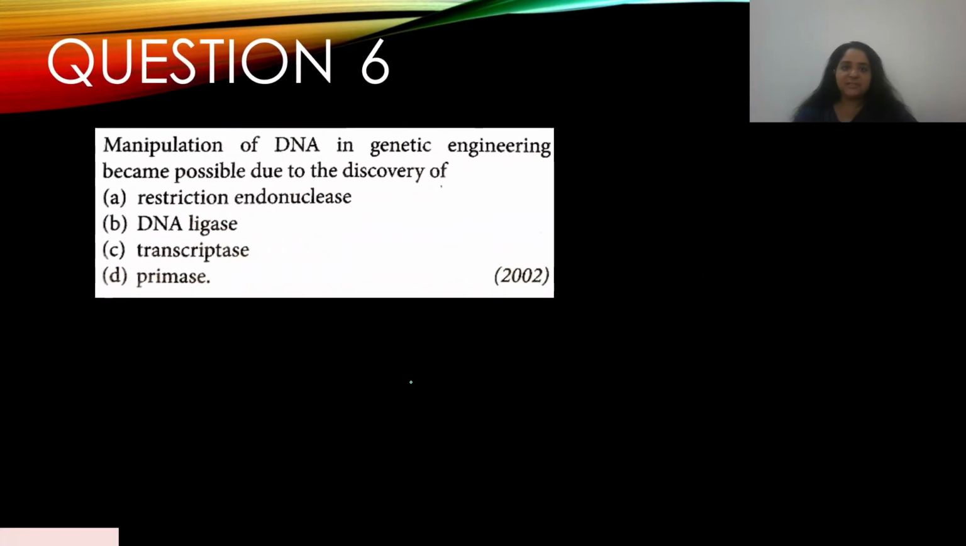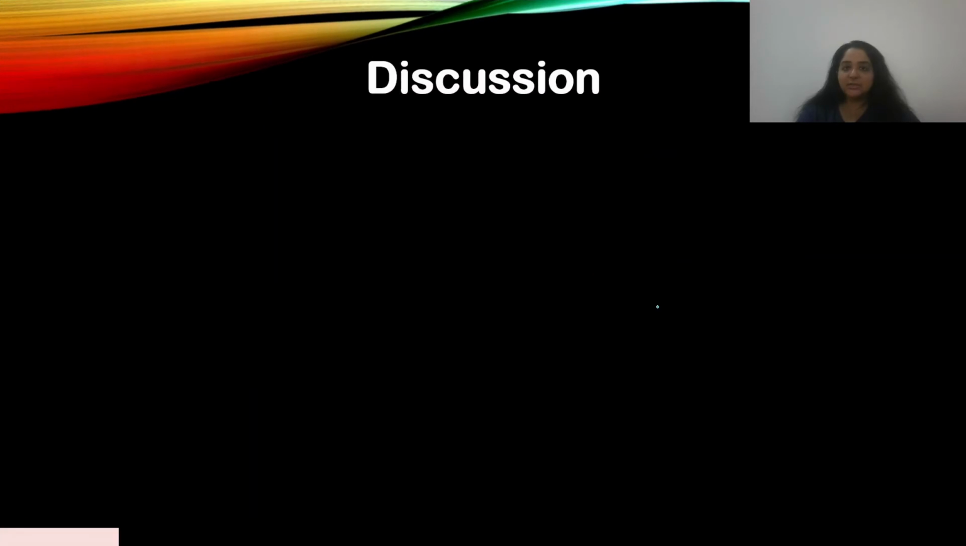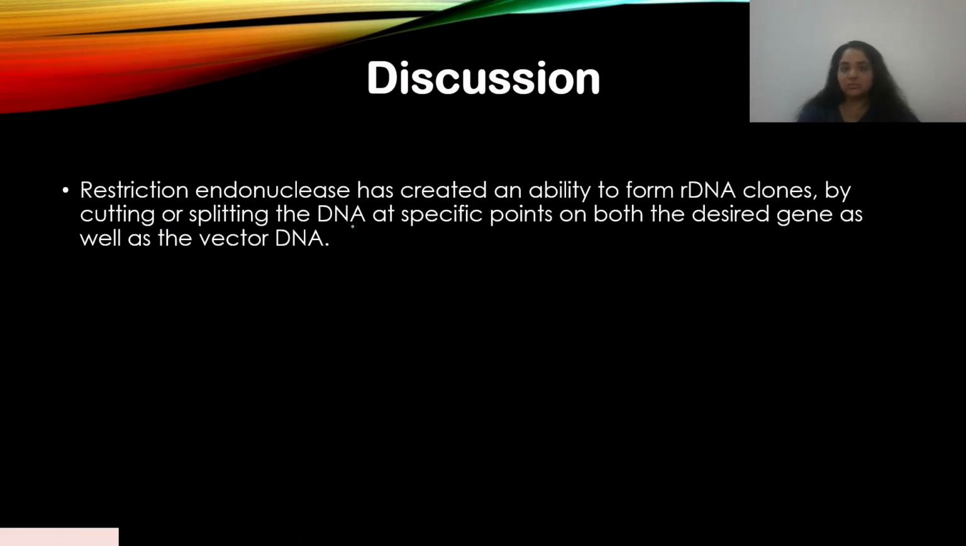Question number 6. Manipulation of DNA, genetic engineering, became possible due to the discovery of, and this appeared in 2002, A. Restriction endonuclease, B. DNA ligase, C. Transcriptase, or D. Primase. So manipulation of DNA became possible due to the discovery of restriction endonuclease. With this discovery, we could insert a foreign gene into a vector.